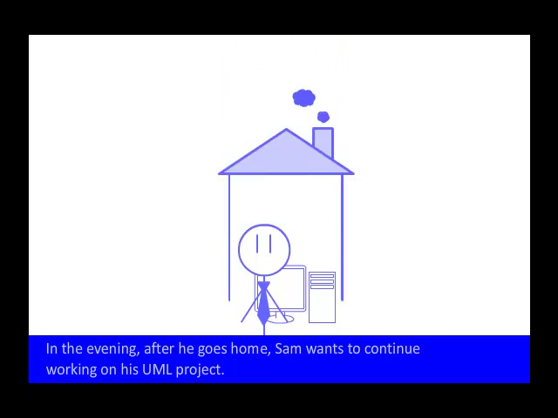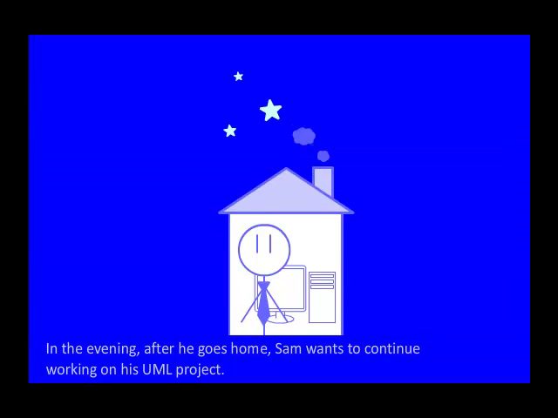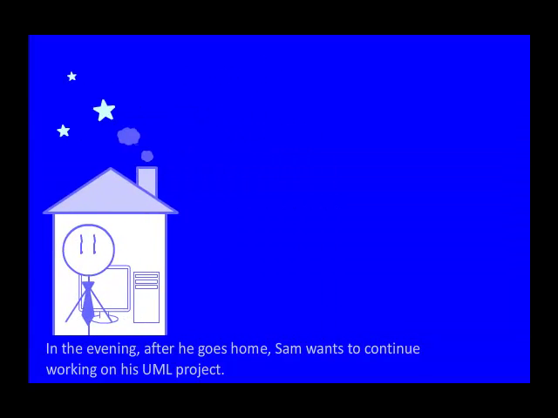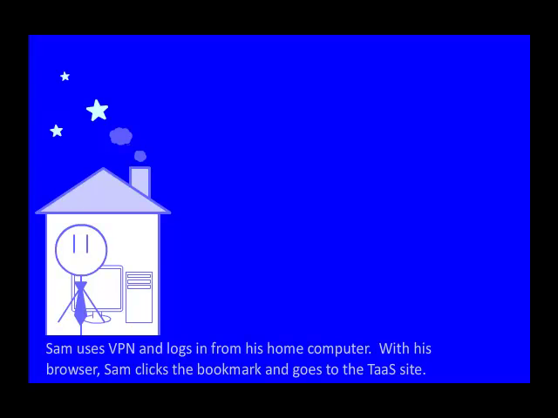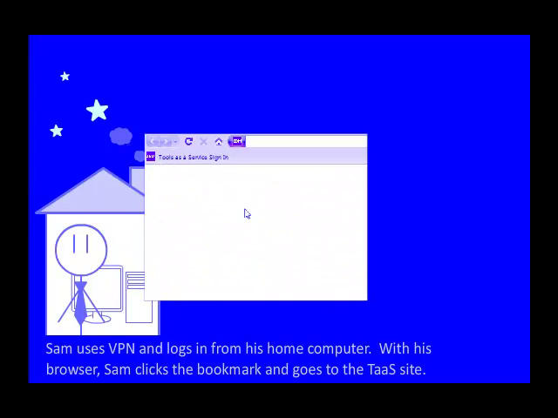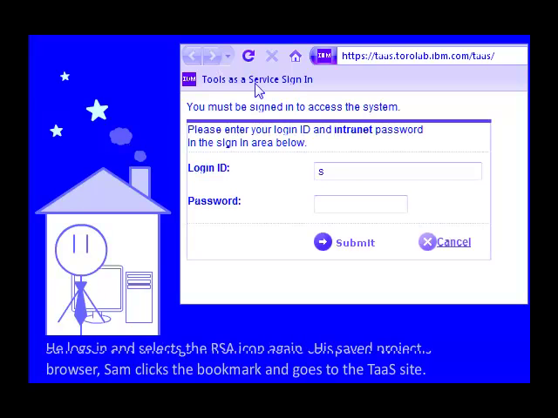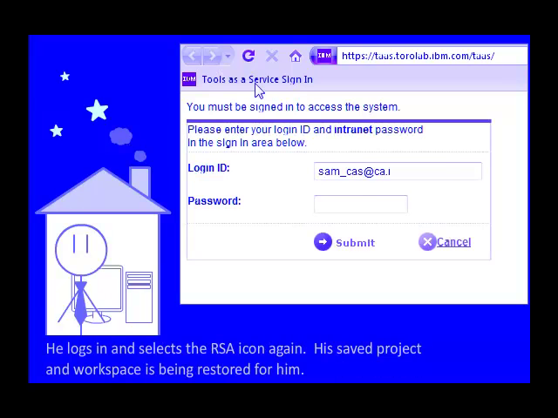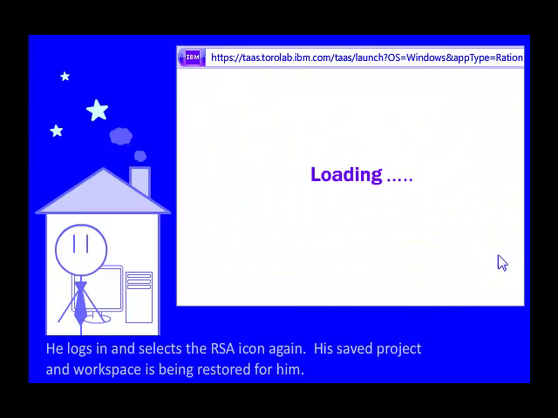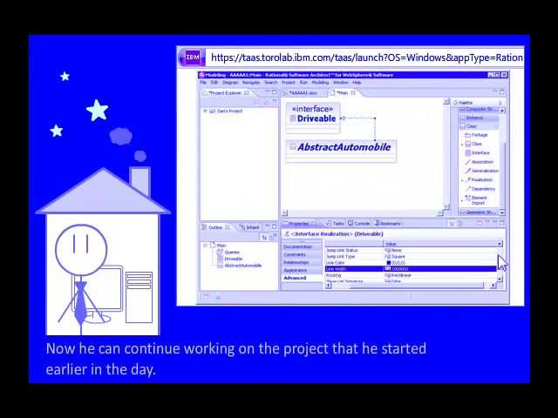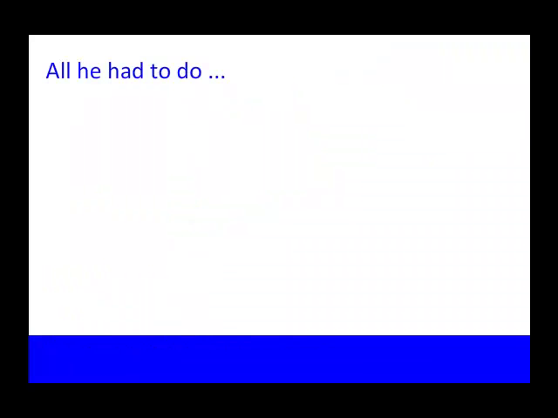In the evening, after he goes home, Sam wants to continue working on his UML project. Sam uses VPN and logs in from his home computer. With his browser, Sam clicks the bookmark and goes to the TaaS site. He logs in and selects the RSA icon again. His saved project and workspace is being restored for him. Now he can continue working on the project that he started earlier in the day.